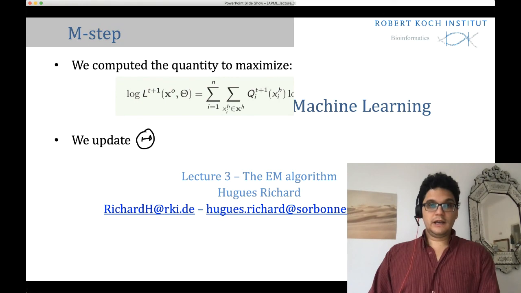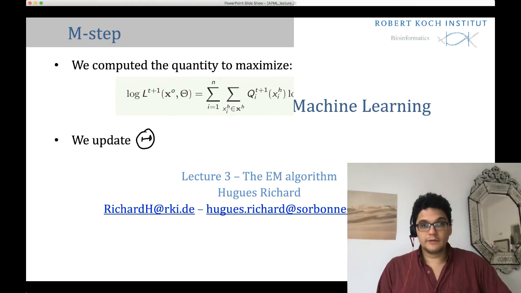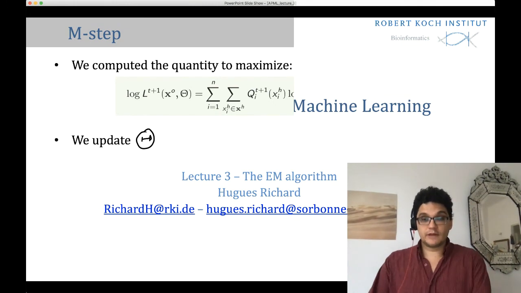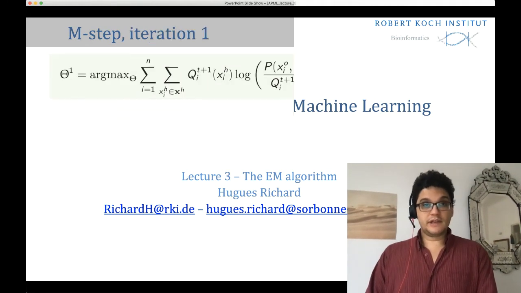You can see here that the only terms which depend on theta are these. So this is the function we want to maximize. The others are normalization. As I just said, the M step is like a maximum likelihood, but each possible value that the missing data could take has a weight Qi, which is computed depending on the parameters of the previous iteration.